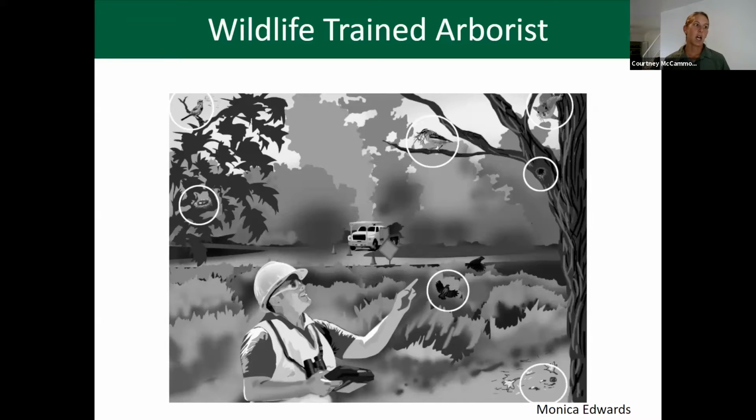I do two different types of nesting bird surveys. I do visual and I do listening nesting bird surveys, and I'm standing far back away from the tree so that I can observe everything that's going on around the tree. I will stand maybe 50 feet away, and I'll just be able to see every bird that's coming in and out of the tree and see what's going on.